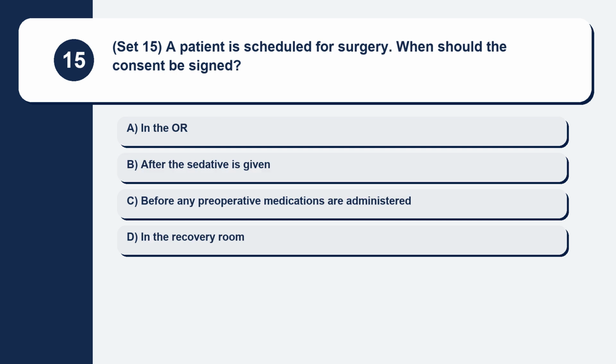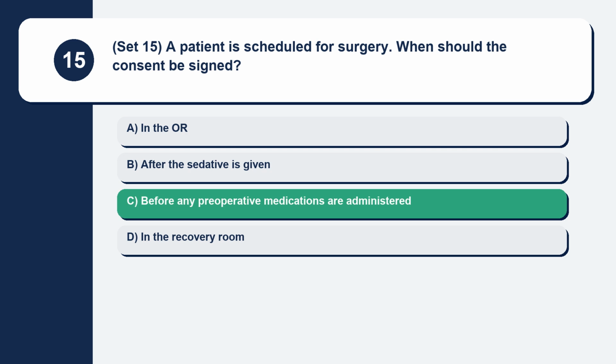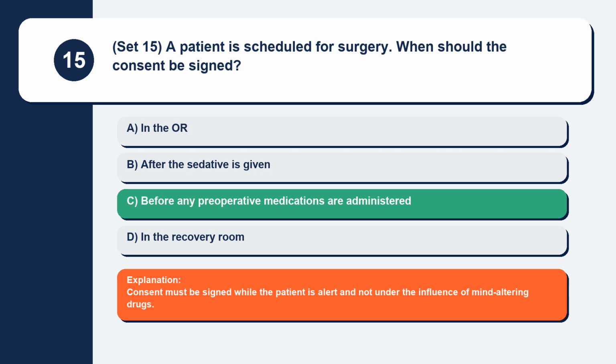Question 15. Set 15. A patient is scheduled for surgery. When should the consent be signed? In the OR, after the sedative is given, before any preoperative medications are administered, in the recovery room. Consent must be signed while the patient is alert and not under the influence of mind-altering drugs.